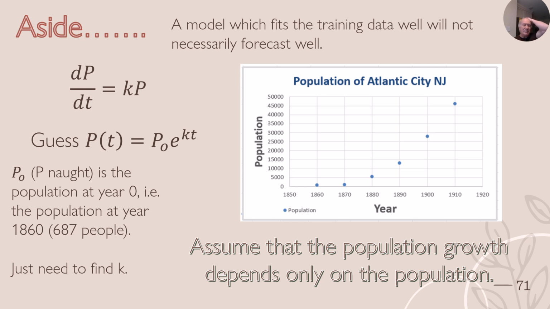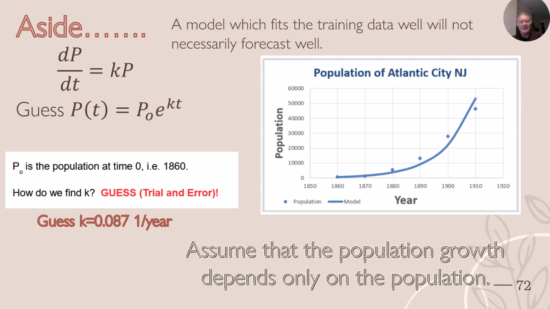If I wanted to fit this model, all I have to do is figure out what k is. And one way to do this is just to take a guess. So I'm going to guess and play around with the numbers, and I'm going to guess that k is equal to 0.087. Once again, the raw data is the blue dots, and my model for the data is this blue line. I don't know, just guessing at k, I did pretty good. I came up with a pretty good model.